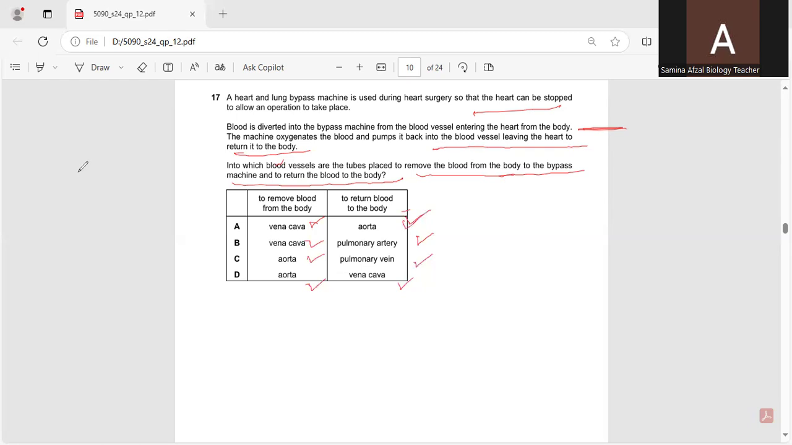So in this way, the correct option is A, because we have to find out how to remove the blood from the body. Vena cava is used to remove the blood from the body, and then the blood returns to the body through the aorta. So A is the correct option. All other options are not correct.